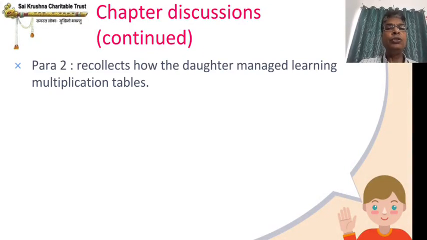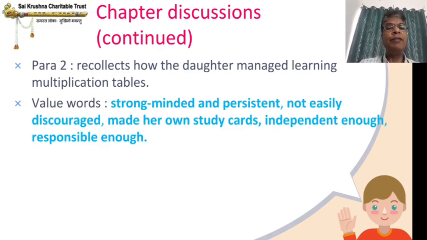In para 2, she recollects how the daughter managed learning multiplication tables. Why I am telling this one point: the one single sentence I have written, the whole paragraph is mainly about recollection, and I am also telling the value words. There are so many value words, strong-minded and persistent. That is, she is recollecting how strong-minded and persistent she was, how she could not be easily discouraged, and how she made her study cards, and how she was independent enough to think through and responsible enough to take the help.